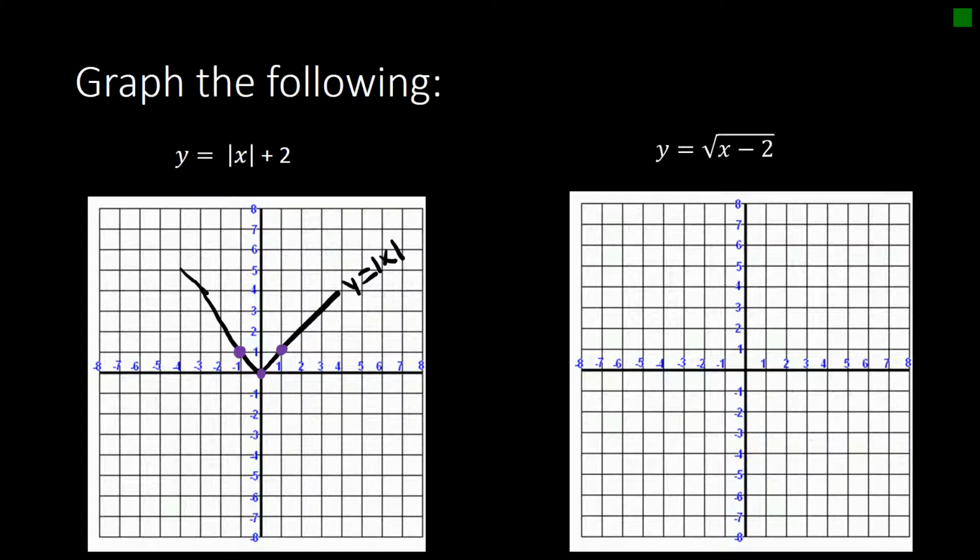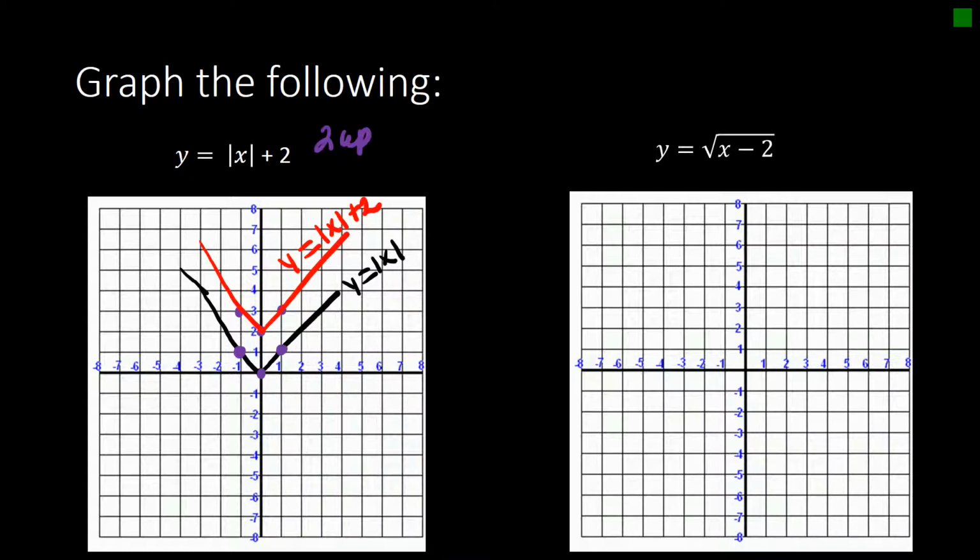Now, in the graph that we have the absolute value of x plus 2, this shifts the graph 2 units upward. So I find my 0, 0 point, and I'm going to shift that point 2 units upward. I find my 1, 1, I'm going to shift that point 2 units upward. I find negative 1, 1, and I'm going to shift that point 2 units upward. So that the graph in the red is my y equals absolute value of x plus 2. It's always easiest to graph the original function before you go in and do the shifts.